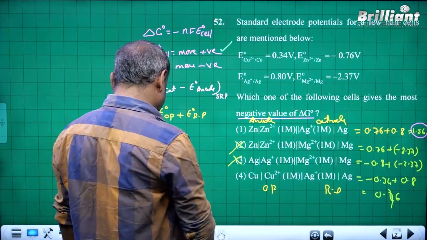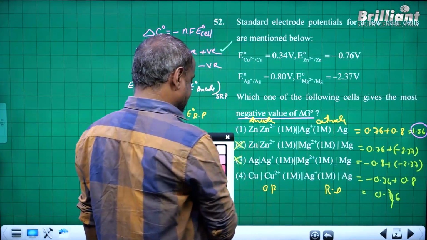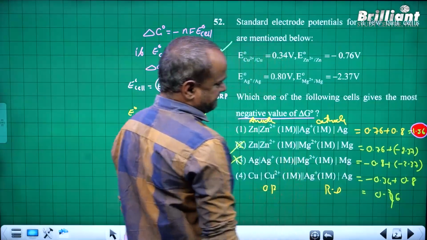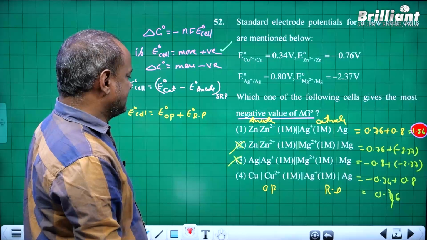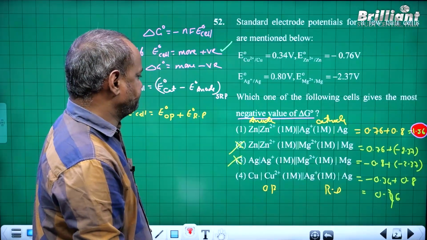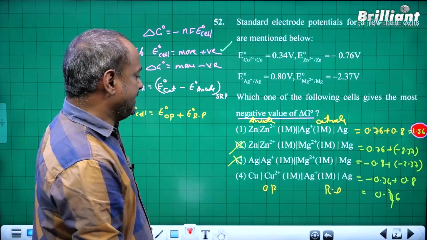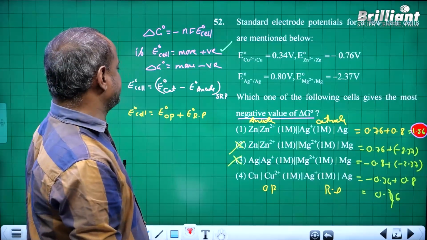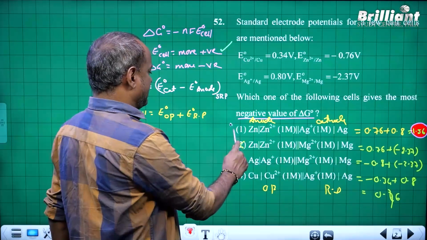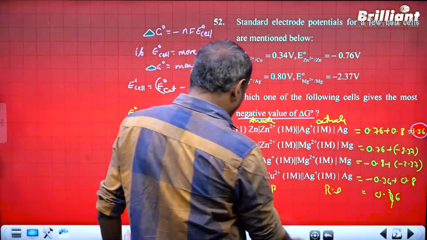1.56 is the highest value. Therefore, the correct answer is 1.56, because the remaining values, 2 and 3, are negative values, meaning non-spontaneous cell reactions. And the fourth one is a small positive value, 0.46 only. Therefore, the correct answer is only option 1.